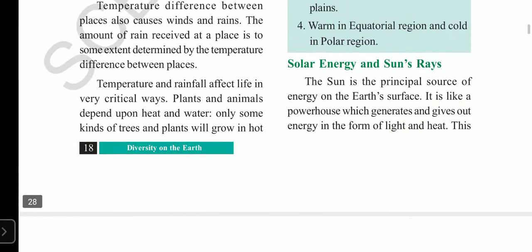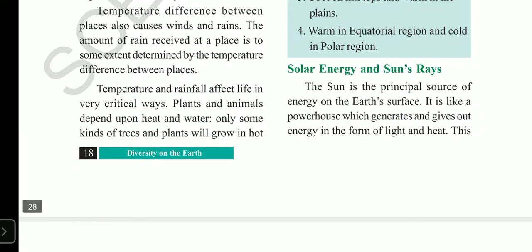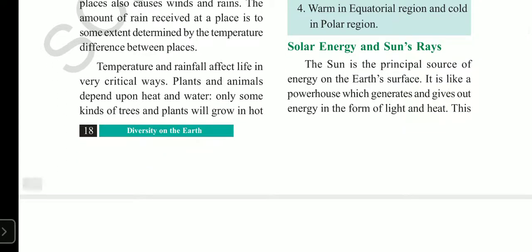So my dear students, what is the reason for temperature here? The sun is the principal source of energy on the earth's surface, right? We get warmer, and that warmness comes with the sun's energy. Sun is like a powerhouse, understand? It continuously emits or generates energy in the form of light and heat, right?